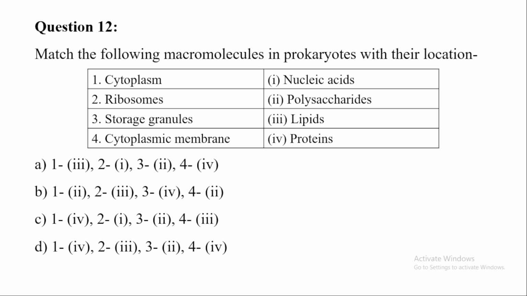Membranes are made of phospholipid bilayer, right? So lipids are present in the cytoplasmic membrane. So you have cytoplasm with proteins, so 1, 4, then ribosomes with nucleic acid, so 2, 1, storage granules with polysaccharides, so 3, 2, and cytoplasmic membrane with lipids, so 4, 3. So option number C is the correct answer.